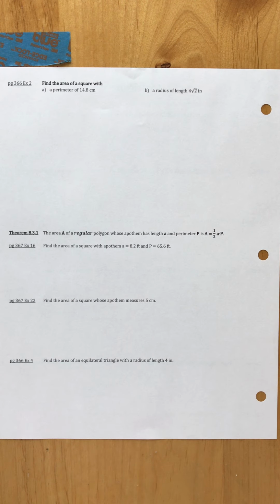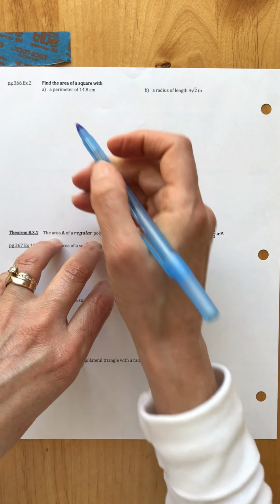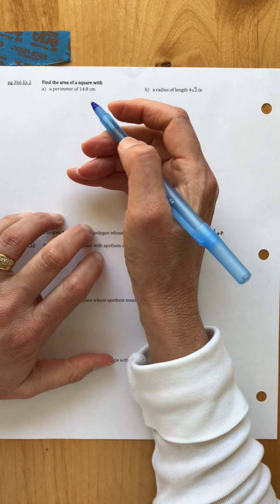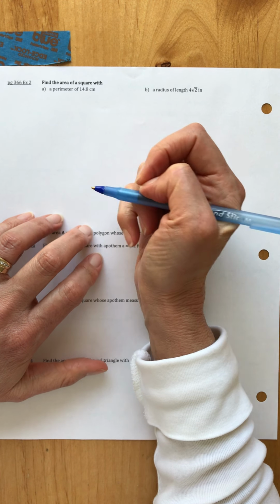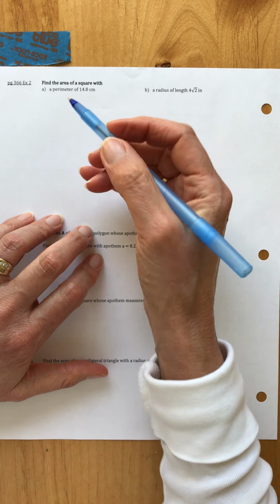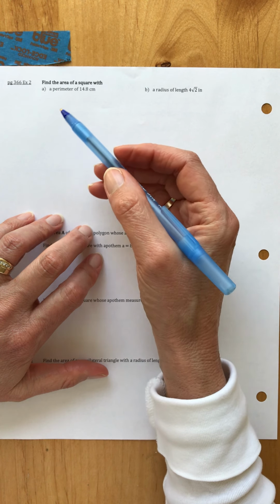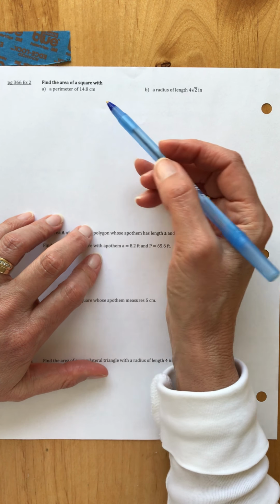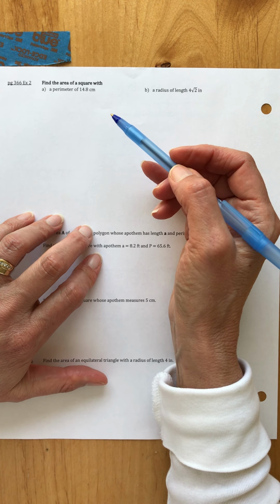Welcome back to section 8.3, page 2. Here we're being asked to find the area of a square. In the first case, we're told the perimeter. So we know that to find the area of a square, we need to multiply the sides together, base times height. But we don't know the side, so we have to find the side.